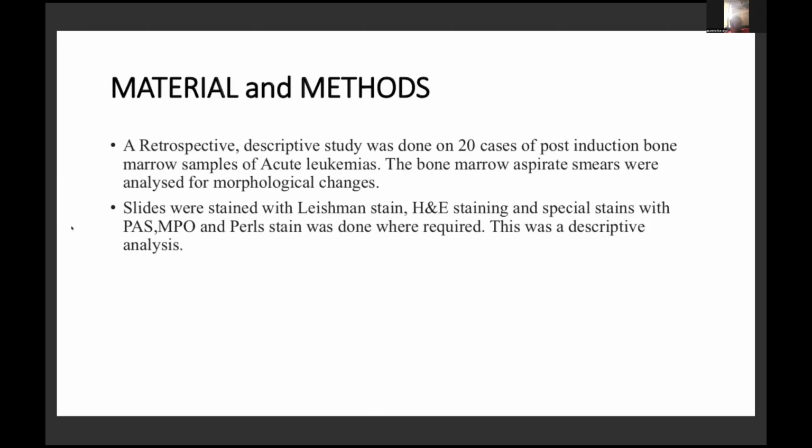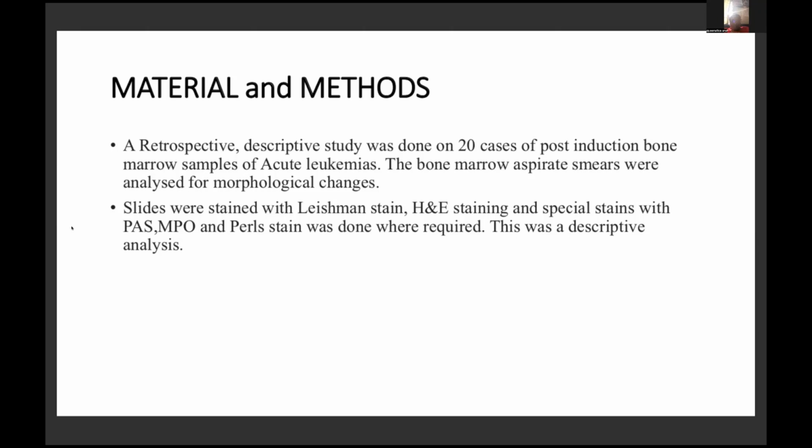So basically, what I'm going to present to you is a very, very short descriptive study where we just analyzed 20 cases of acute leukemias. I have limited myself to acute leukemias because different types of hematolymphoid malignancies morphologically will show different things in the marrow. Commonly in a pediatric setup, we get acute leukemias. A large proportion of those acute leukemias is acute lymphoblastic leukemia.